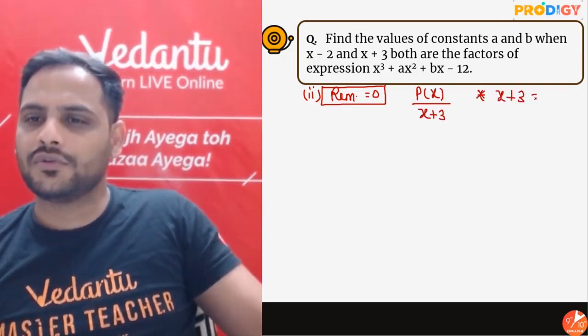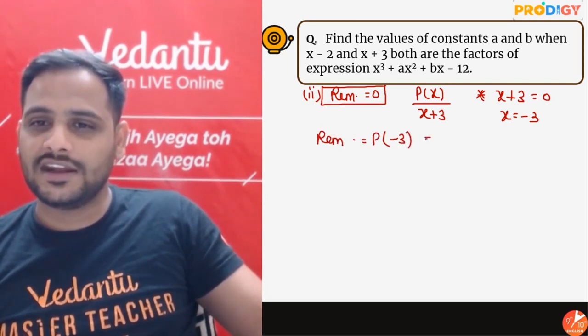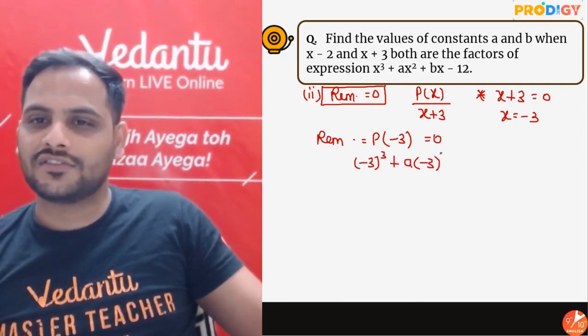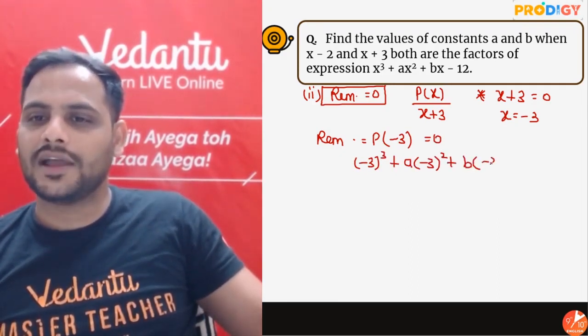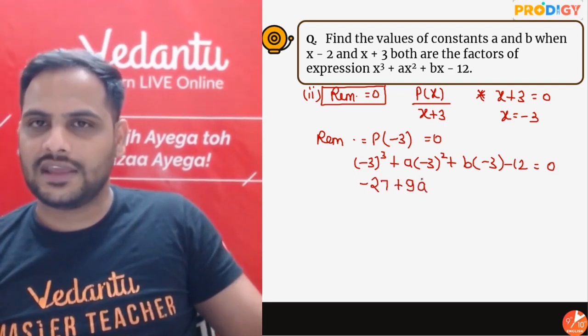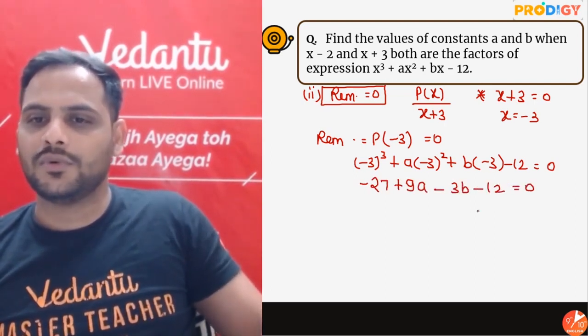x plus 3 equal to 0. We got x equal to minus 3. So I can say the remainder will be equal to the value of the polynomial at x equal to minus 3, and it should be equal to 0. So minus 3 cube plus a into minus 3 square plus b into minus 3 minus 12 is equal to 0. Minus 3 cube is minus 27, plus minus 3 square is 9, so 9a minus 3b minus 12 equal to 0.